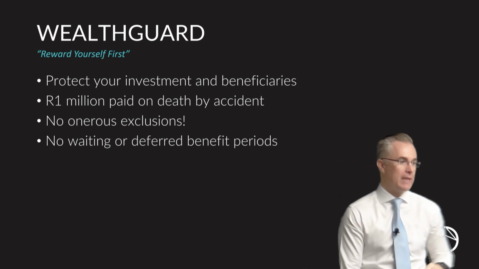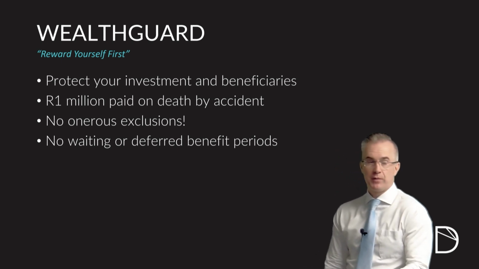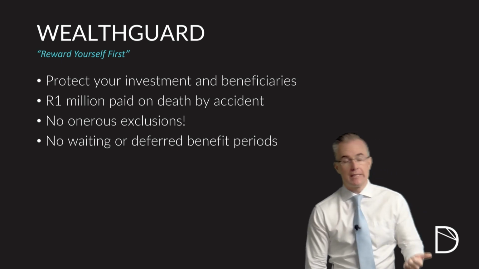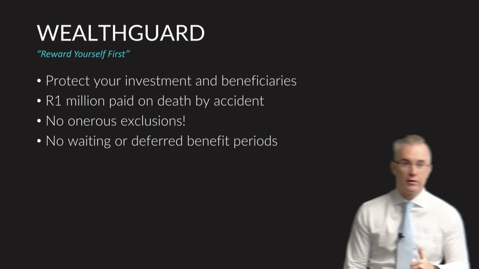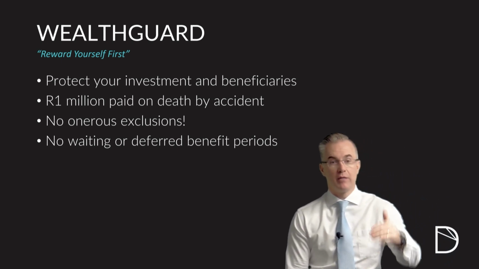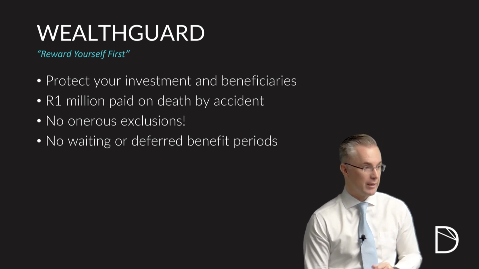Now, we've already had claims that have gone out on WealthGuard and changed people's lives. We've had a young man whose dad had already died a couple of years ago, and his mom took out the WealthGuard for herself, making her son the beneficiary. He was still at school, and he was 17 when she died in a car accident. He received R1 million.